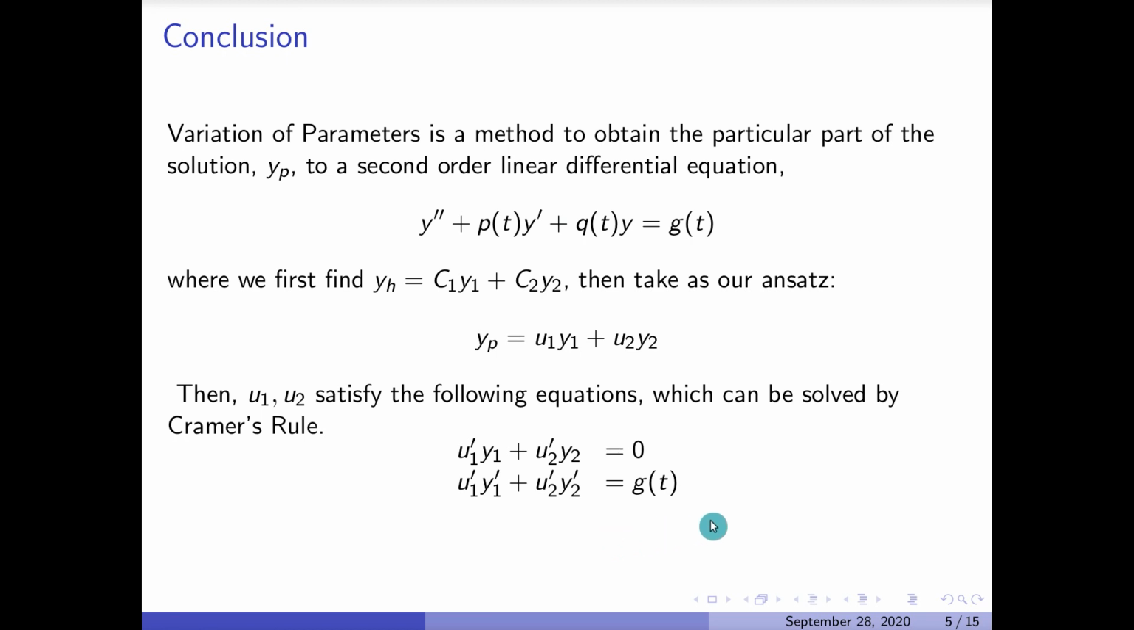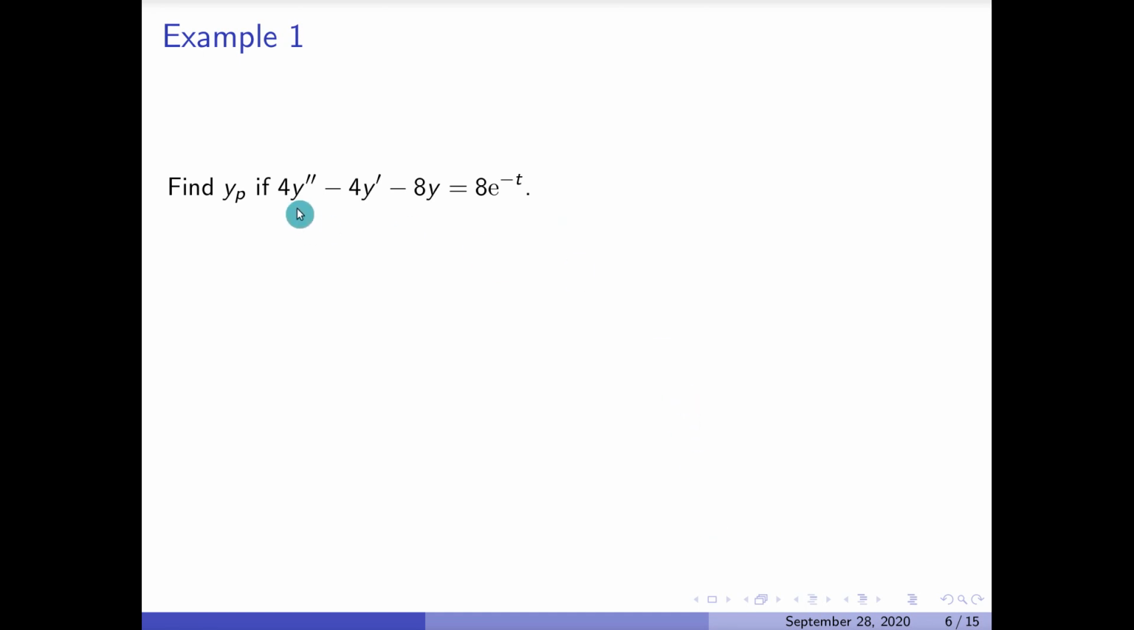And so now, of course, we want to actually go through an example. So here's an example: 4y double prime minus 4y prime minus 8y equals 8e to the minus t. Notice, by the way, that if I were just looking at this differential equation and I just said, find the solution to this, I would not use variation of parameters, right? I would use the method of undetermined coefficients. But this is just an example of how you would use variation of parameters if you wanted to.